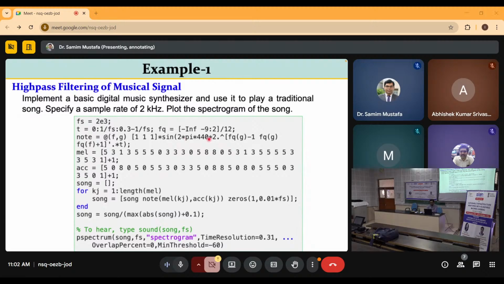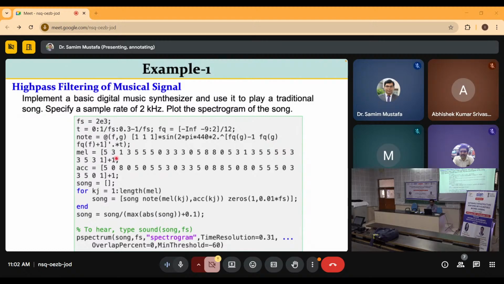Note that a note is created as a function of a sine function. Okay, so this is 1 1 1 then sine 2 pi 440. That is the frequency of the sinusoid, a harmonic kind of function. Then 2 to the power of (fqg minus 1) over 12. Okay, so you complete writing this.